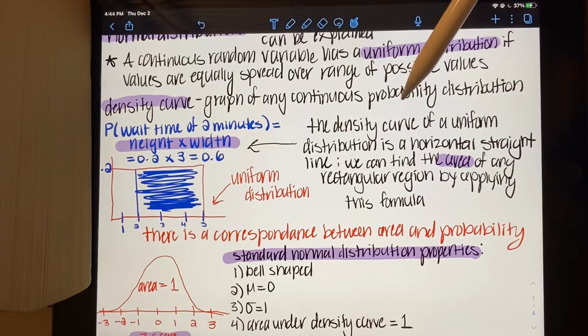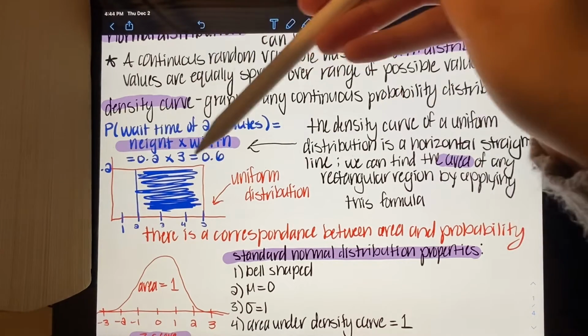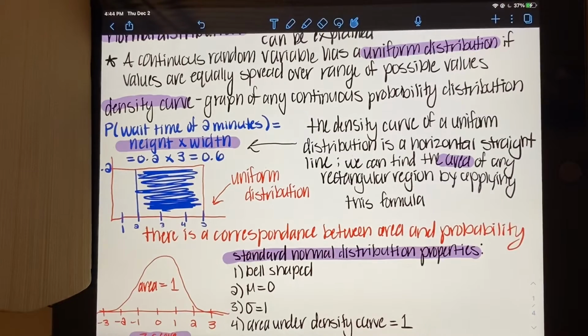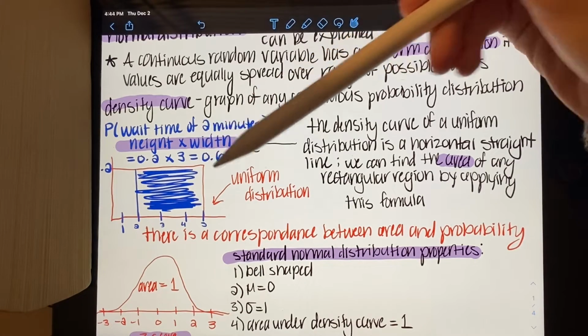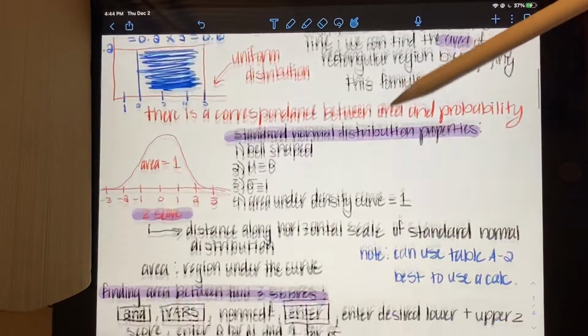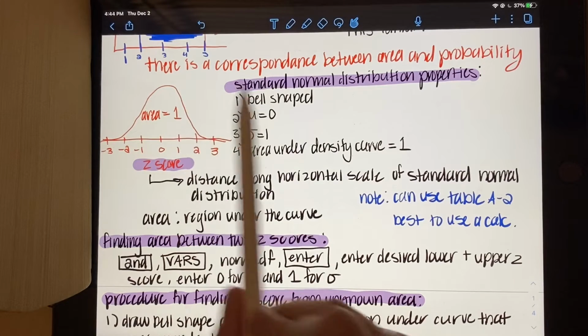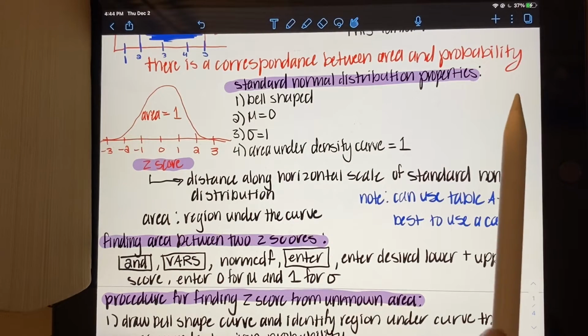The density curve of the uniform distribution is a horizontal straight line, as you see here. So we can find the area of any rectangular region by applying this formula, which is height times width. Because a density curve of a normal distribution has a more complicated bell shape, it's a little bit more difficult to find area. However, the basic principle is the same: correspondence between area and probability.